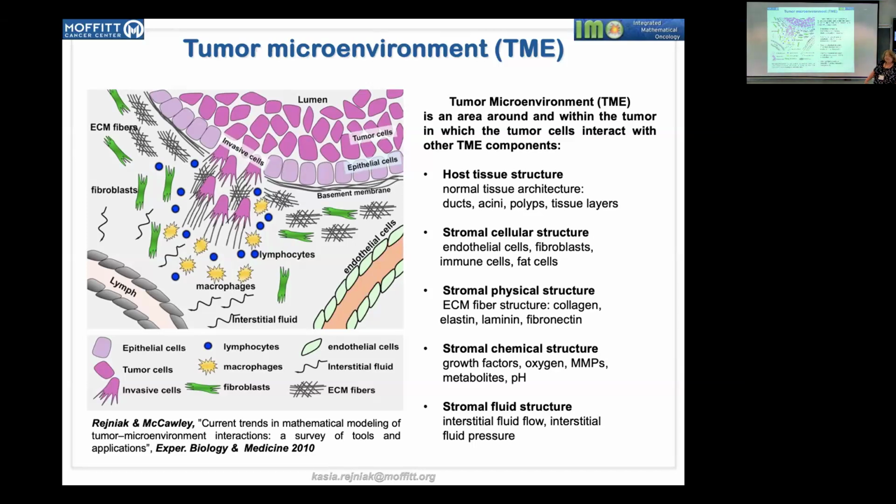The next one is the chemical structure, and there were a couple of talks already on those components. There could be oxygen or acidity, growth factors, cytokines, MMPs, matrix metalloproteinases, all the components that could diffuse in the extracellular matrix or could be bound to the extracellular matrix. And then finally, the fifth component is the fluid structure. So again, if we are talking about diffusion, this diffusion is not in a vacuum. This is in the fluid that is interpenetrating the extracellular matrix.